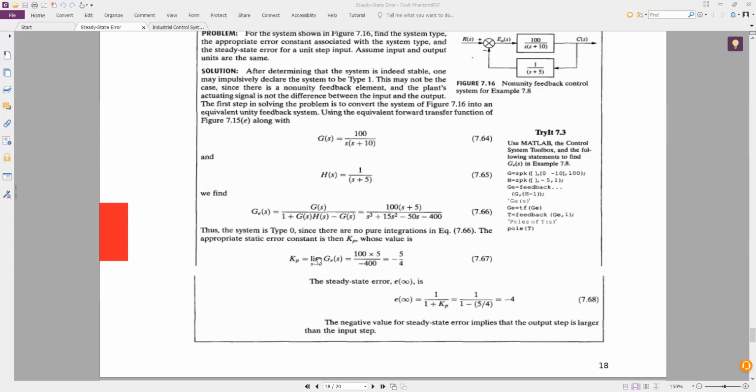They have found Kp has a value of minus 5 by 4. Then the error would be 1 by 1 plus Kp. Just put the value of Kp, you'll get minus 4. The negative value of the steady state error here implies that the output step is larger than the input step. That means the output is larger than the input. In that case, a negative value would come.